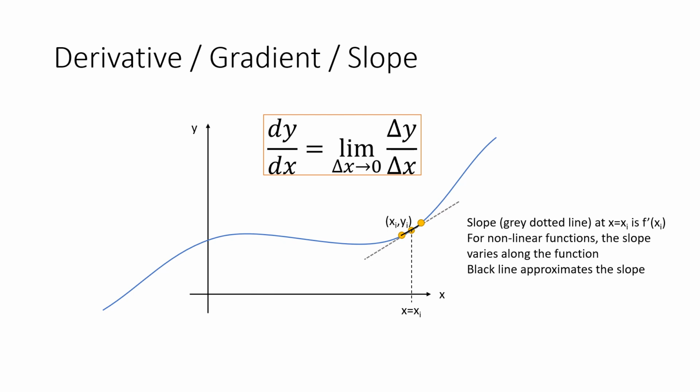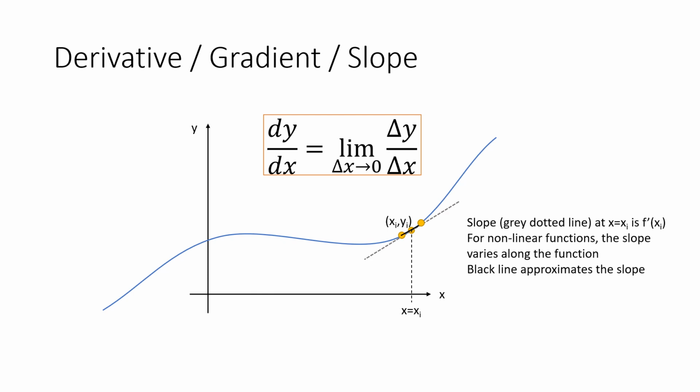This is written as the equation where the slope of the line dy by dx is equal to the limit of delta y divided by delta x, where delta x tends to 0. This is the limit definition of a derivative.